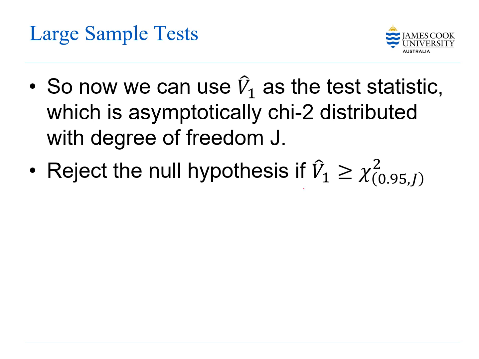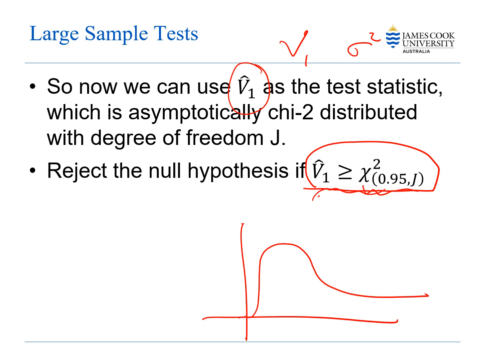We are going to reject if the sample value of V1 hat is large. Remember, V1 hat is no longer V1, because V1 depends on the unknown parameters. We estimate sigma squared and denote the resulting statistic as V1 hat. The chi-square distribution looks similar to the F distribution, and this is the critical value. If V1 hat is bigger than this critical value, it falls in the rejection region and we reject the null hypothesis.